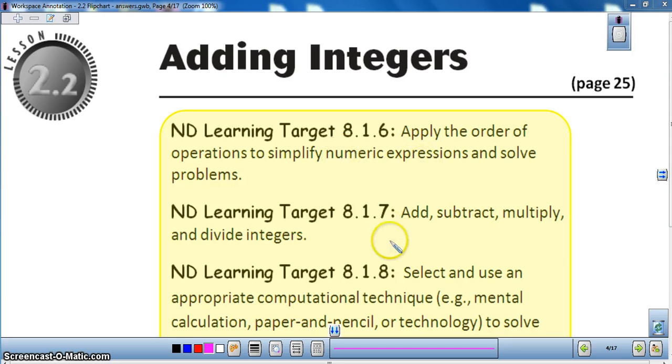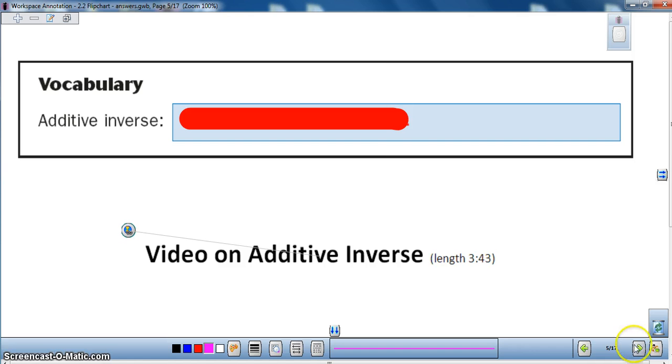When we start adding integers, some of our North Dakota learning targets that we've looked at in the past have been here, but now with some of our Common Core, I haven't posted those yet, but I will be looking at adding those in. In your notes, you had opposites the other day.